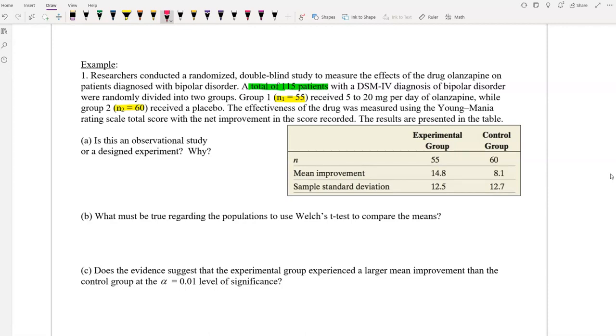The effectiveness of the drug was measured, and here this table is given based on group 1 and group 2. Group 1 is the experimental group and group 2 is the control group. This is group 1. This is group 2. For group 1, we have sample size as 55, mean as 14.8, and standard deviation as 12.5. But for group 2, sample size is 60, mean is 8.1, and standard deviation is 12.7. Part A, is this an observational study or designed experiment?